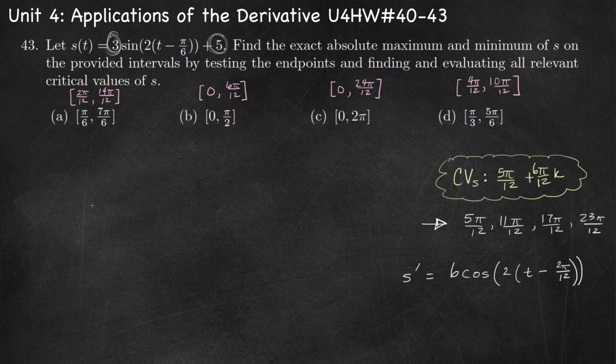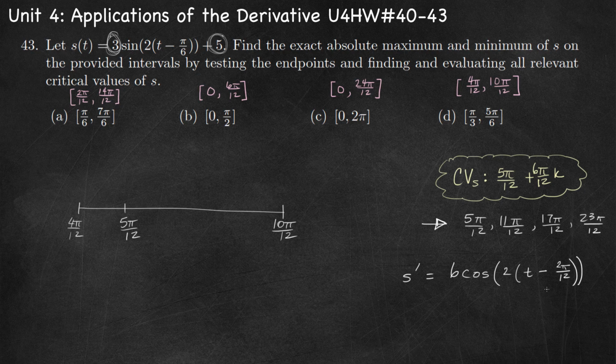And for our last interval, now we're working from pi over 3 to 5 pi over 6. So pi over 3 is 4 pi over 12, and then 5 pi over 6 is our 10 pi over 12. Critical values: we've got 5 pi over 12, and that's it, because the next one is 11 pi over 12, which is bigger than our endpoint. So between 4 pi over 12 and 5 pi over 12, let's go with 4.5 pi over 12.